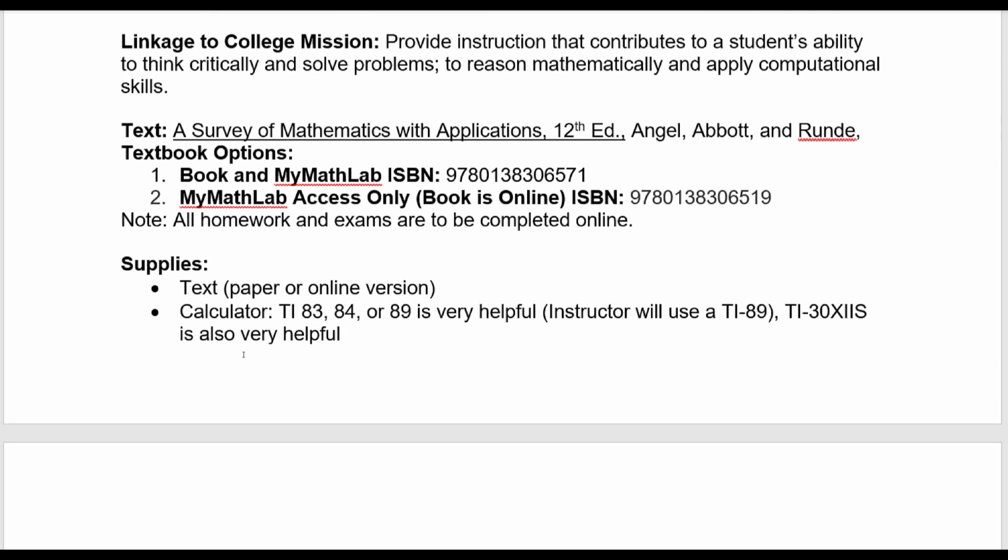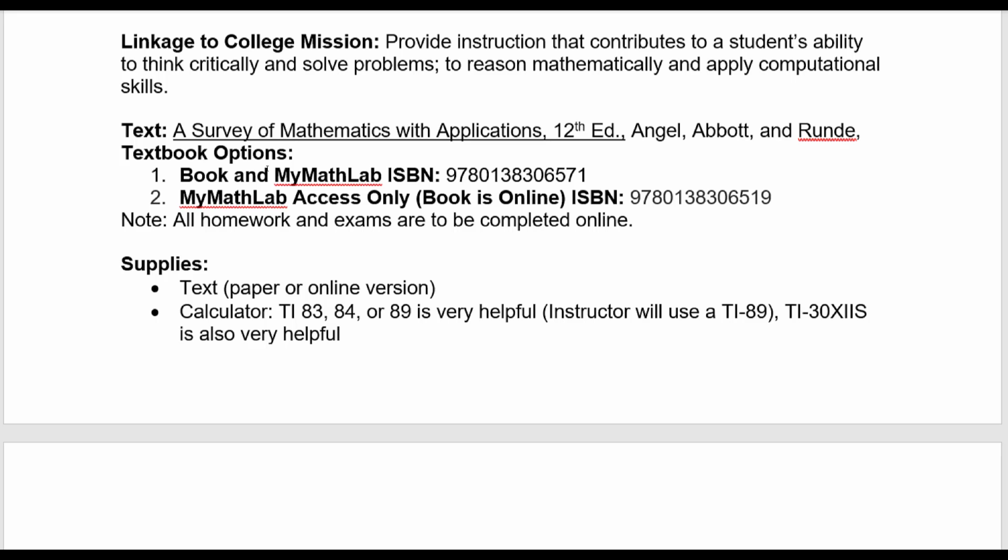So the book we're going to use for this class is one I've used before, but now we're on the 12th edition. Survey of Mathematics with Applications, 12th edition, by Angel Abbott Rund. Textbook options: you can get the book and My Math Lab, and there's the ISBN for that, or My Math Lab only, with the book online. The book's online in either case. But if you want that physical book, you take the first option. If you just want the access, you do the second option, and you can just purchase the access directly from the publisher. You don't need to go to any other efforts, like getting something from a bookstore, because we don't have a bookstore anymore. We may get one, but we don't have one right now.